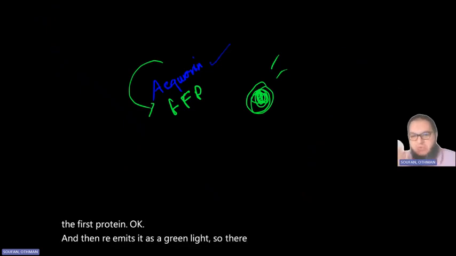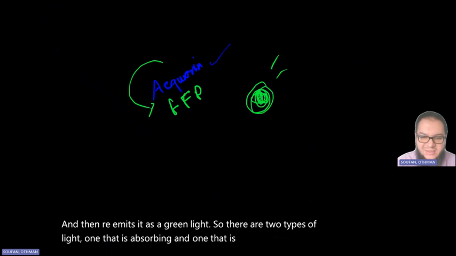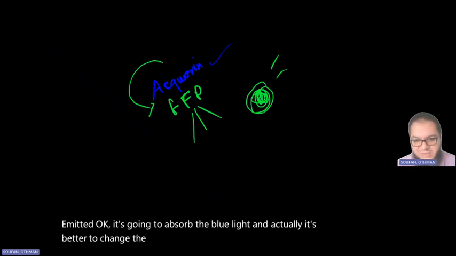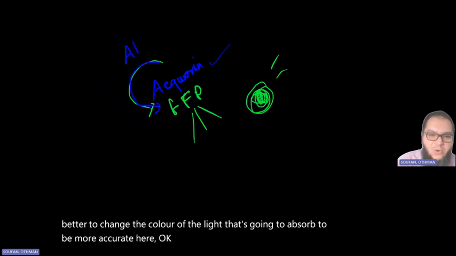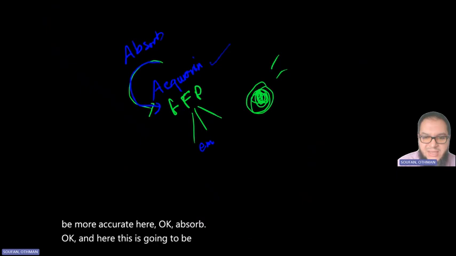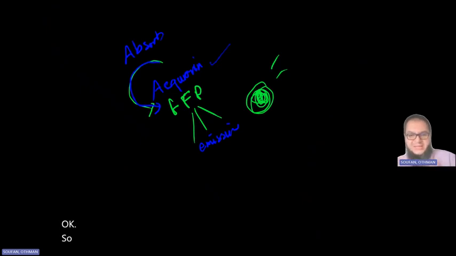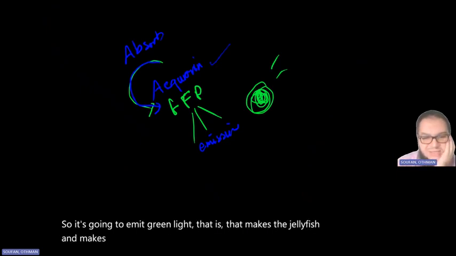So there are two types of light: one that is absorbed and one that is going to be emitted. It's going to absorb the blue light, and actually it's better to change the color of the light that's going to be absorbed, to be more accurate here. Absorb. And here is the light that is emitted. Or let's write emission. So it's going to re-emit green light. That makes the jellyfish and gives it these characteristics.